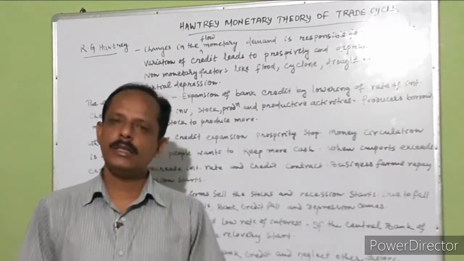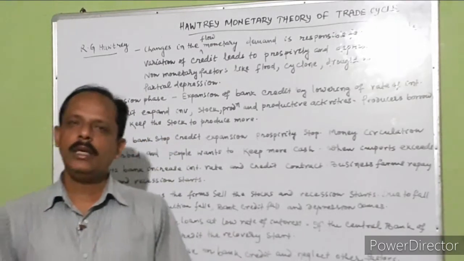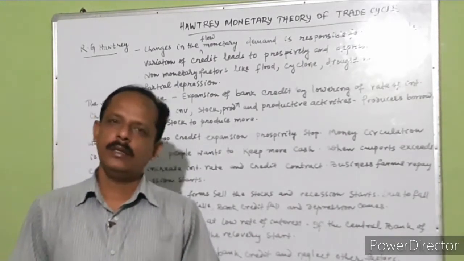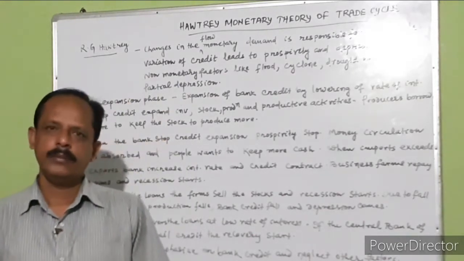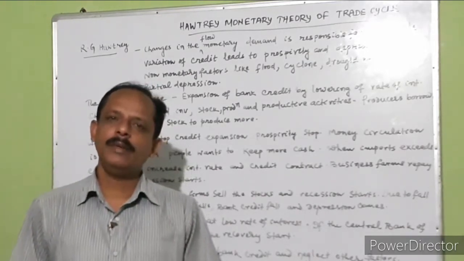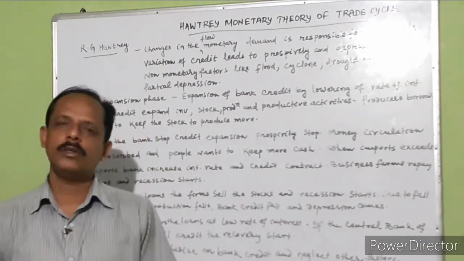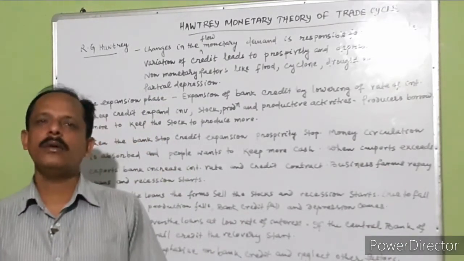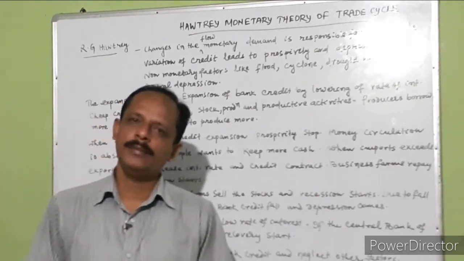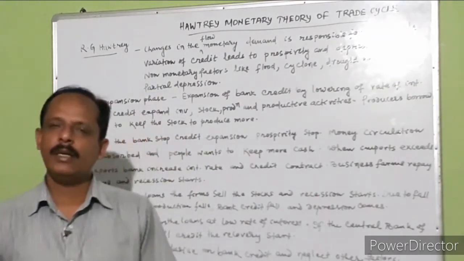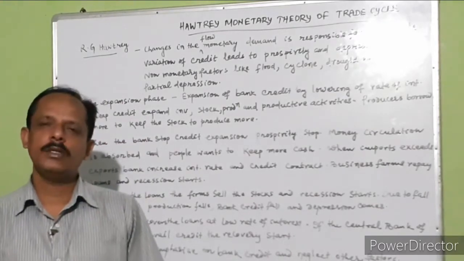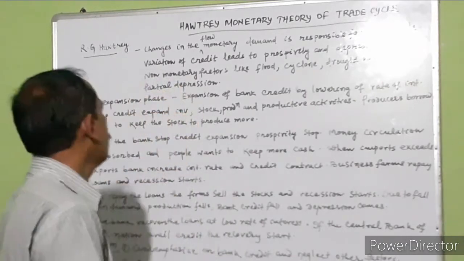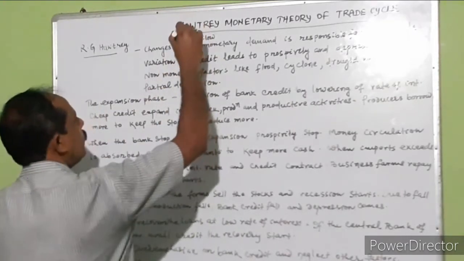HAWTREY, both monetary and non-monetary factors play a role in the operation of the trade cycle in the economy. But he says that the non-monetary factor plays only a partial role, whereas the monetary factor, particularly bank credit, plays the prominent role. Let us discuss his idea regarding the operation of the trade cycle. Now come to the topic, HAWTREY's monetary theory of the trade cycle.